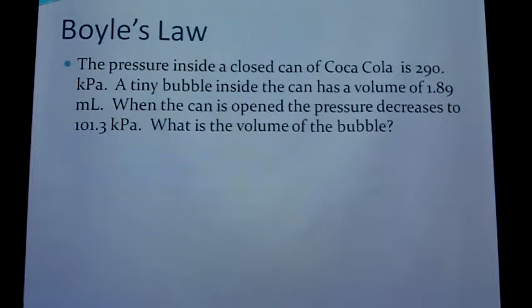The pressure inside a closed can of Coca-Cola is 290 kilopascals. Now a tiny bubble inside the can has a volume of 1.89 milliliters. When the can is opened, the pressure decreases to 101.3 kilopascals. What is the volume of the bubble? So we have here a situation in which the closed can was under high pressure. Once the can was opened, the pressure was released, or at least sent towards atmospheric pressure, about 101.3 kilopascals. So the question then is, what is the new volume of the bubble?